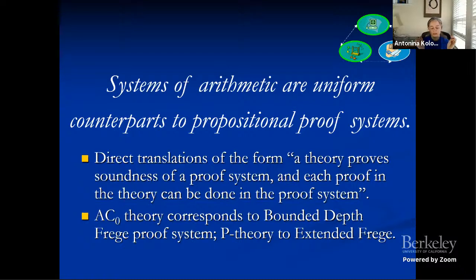And just to mention a few, the theory that captures AC0 would give a translation directly into AC0 Frege, bounded depth Frege. Similarly, a theory for NC1 will give you Frege. And the theories for polynomial time translate in this way to extended Frege.